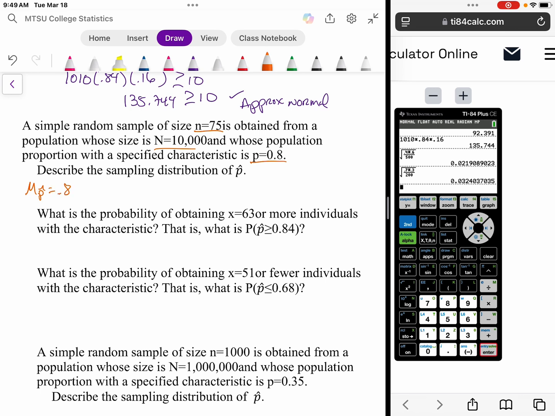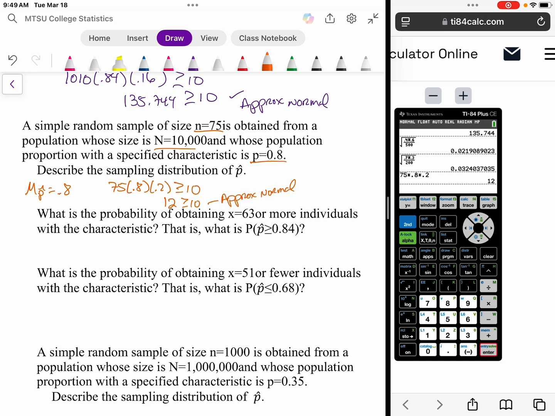And then now if I do 75 times 0.8 times 0.2, are you greater than or equal to 10? So 75 times 0.8 times 0.2 is 12. Ooh, that was close. 12 is greater than or equal to 10, so approximately normal.